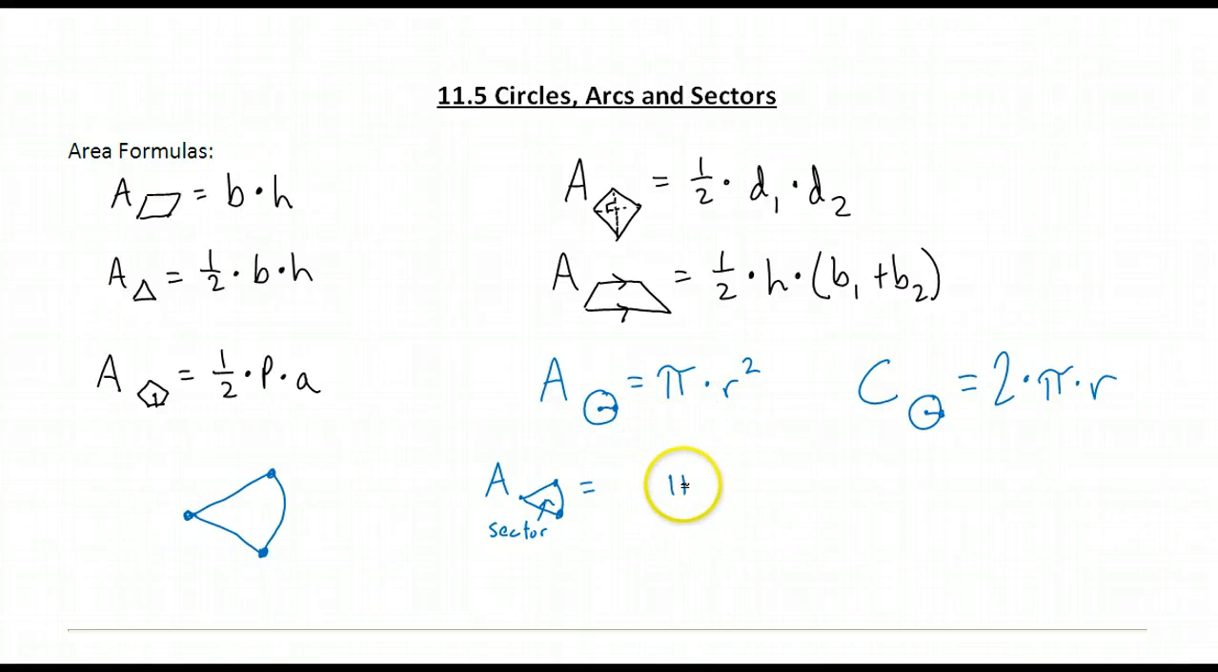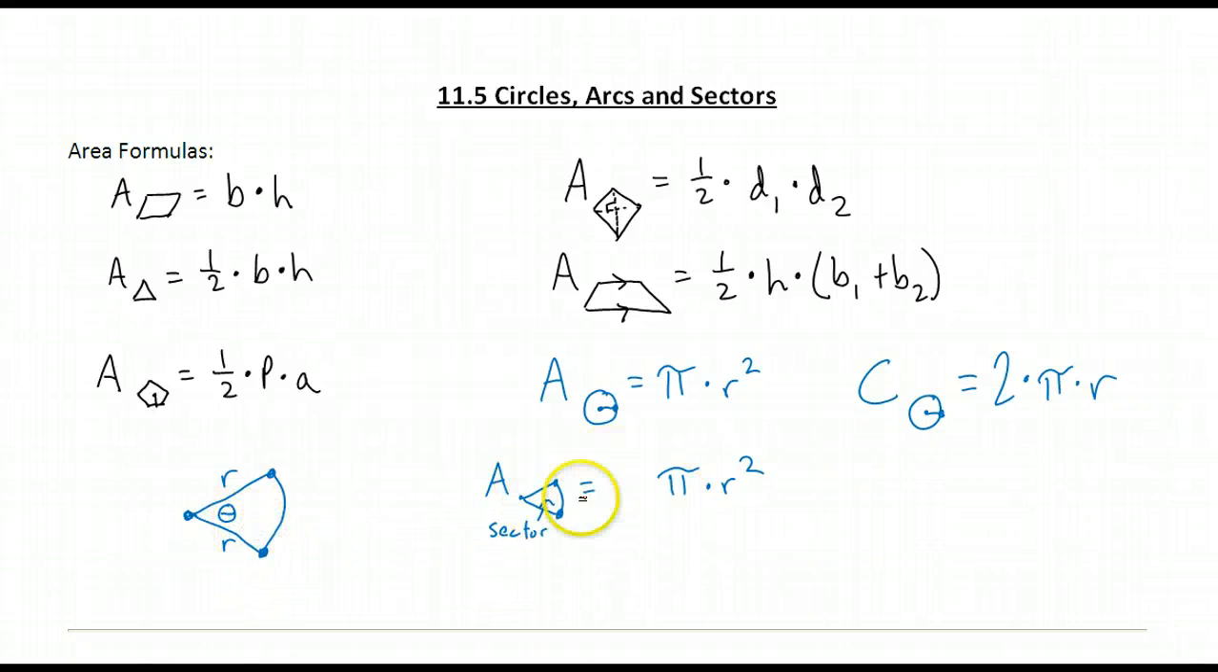So I'm going to use that in my formula. But I don't need the entire area. I need just a portion of the entire circle. And how do I figure out what portion? Well, I need to look at this central angle. A central angle is formed by 2 radii of a circle.